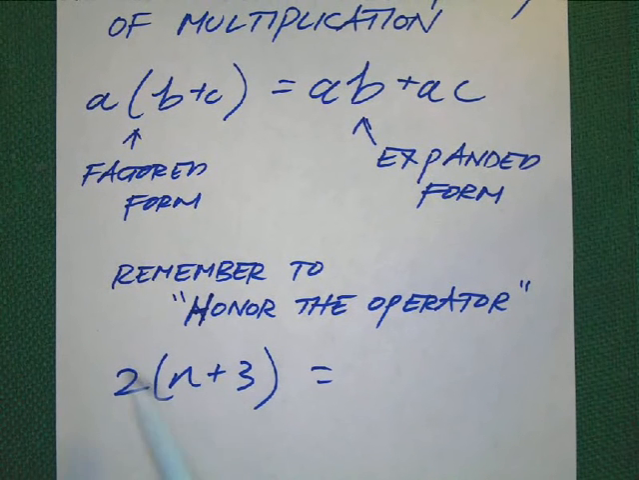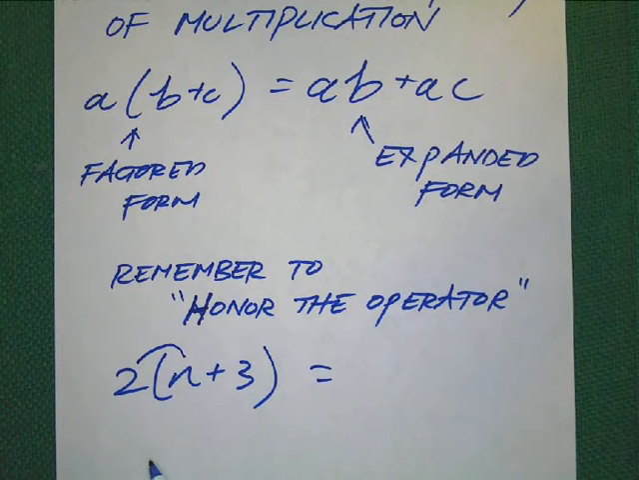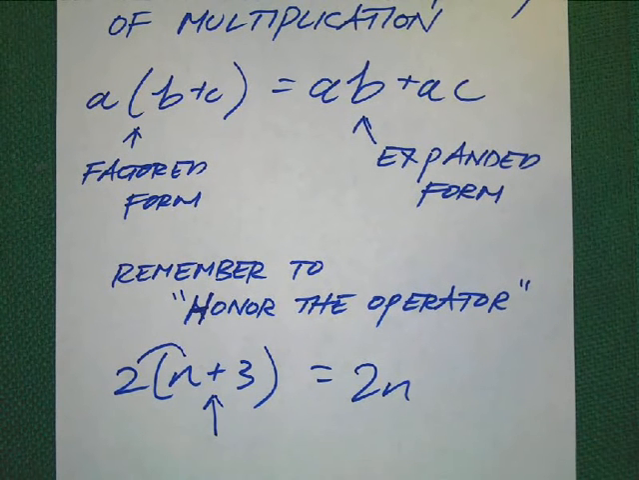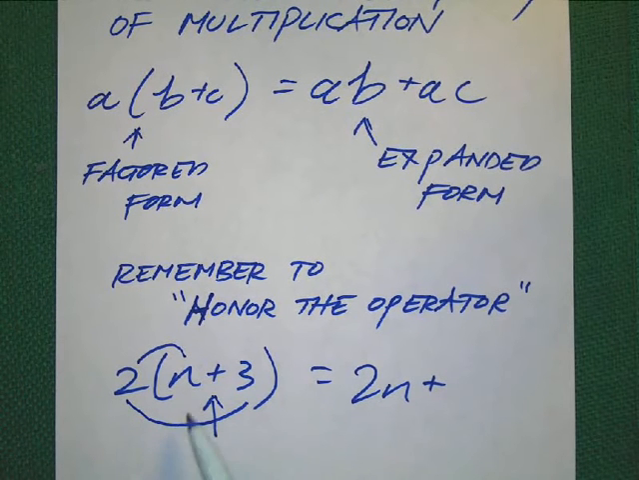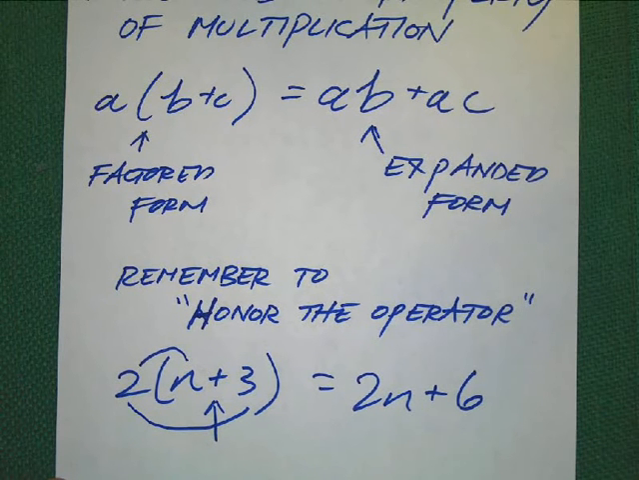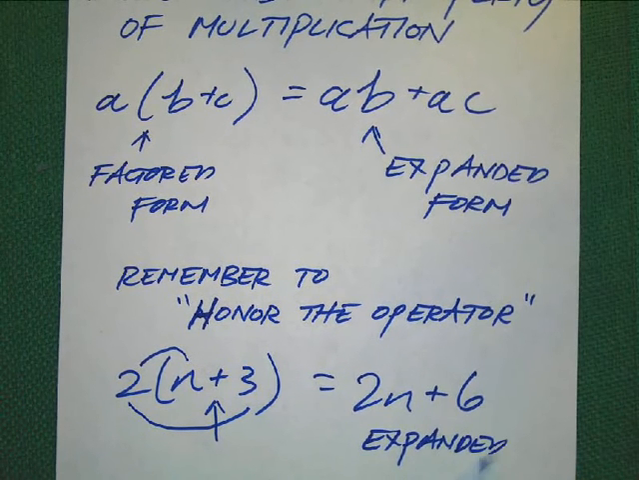So in the distributive property of multiplication, you are going to multiply this term by the first term in the parentheses. 2 times n is 2n. You're going to honor the operator, which is plus. You're then going to multiply the 2 times the second term, which is 3. 2 times 3 is 6. Your final expression is 2n plus 6. This is called expanded form.